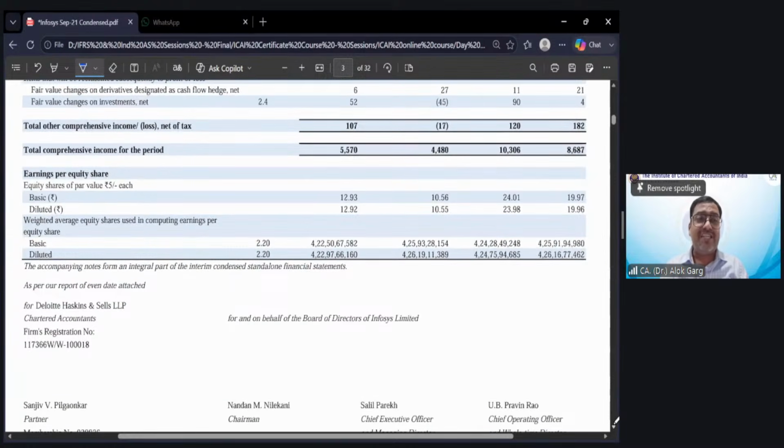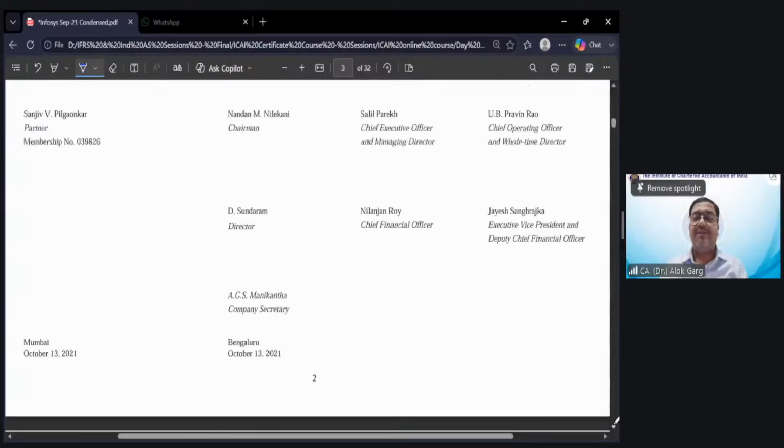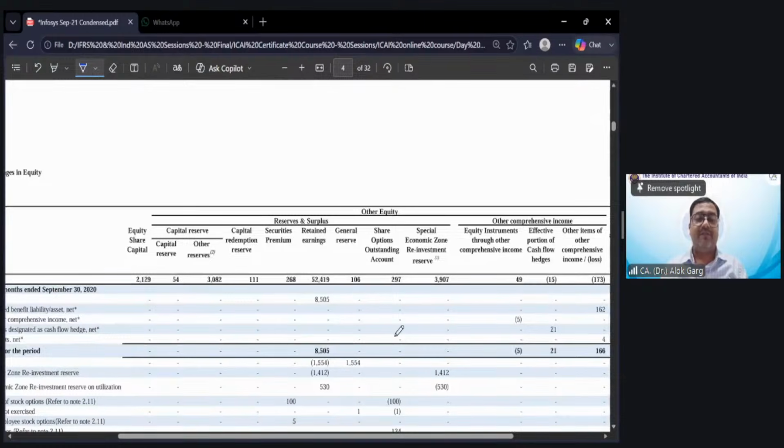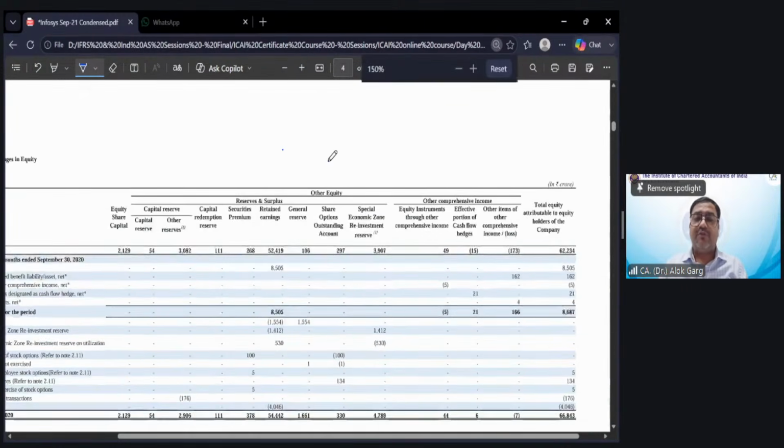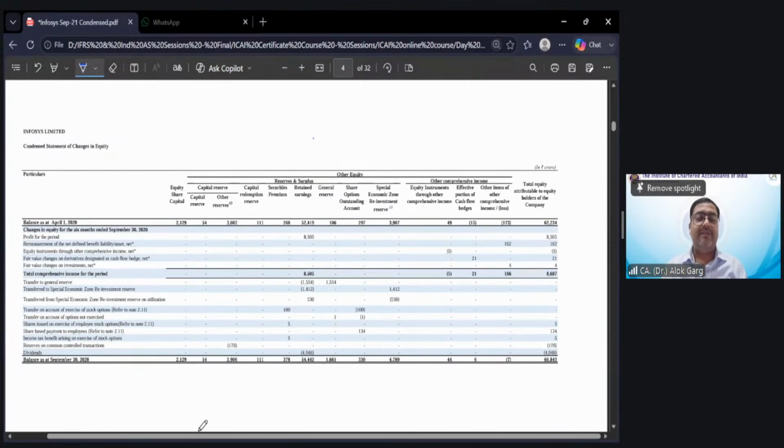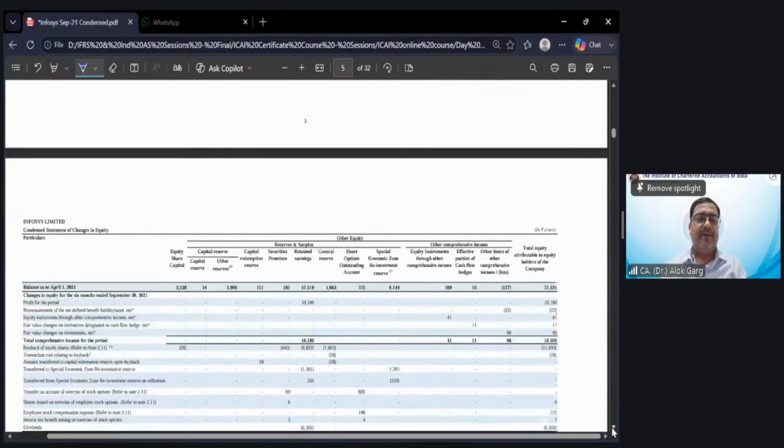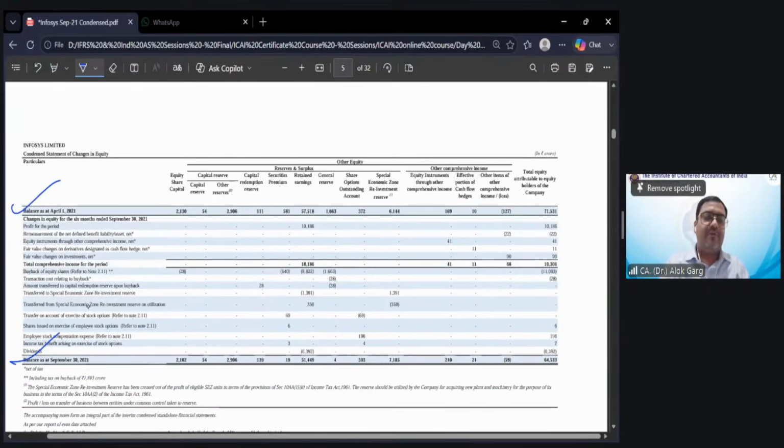Okay, then statement of changes in equity. Statement of changes means movement. Statement of changes in equity reflects the shareholder performance. It is also for the half year only, 6 months only, April to September. It is not for the quarter. It is 6 months, April to September. You can see that.